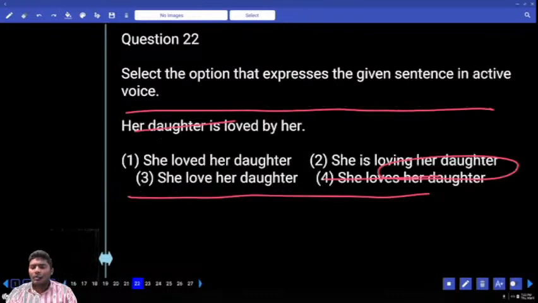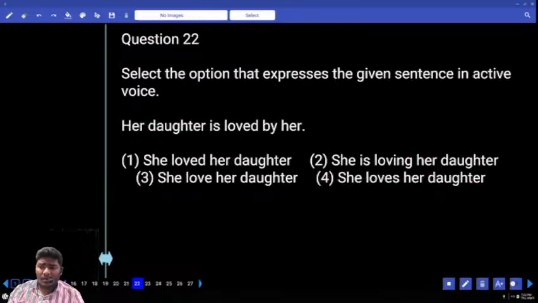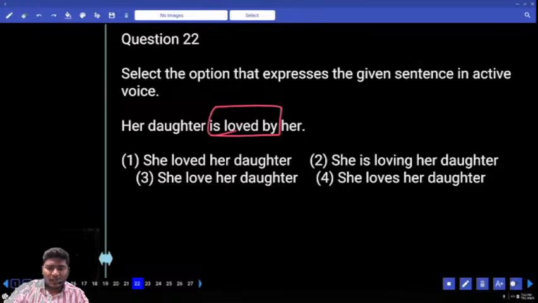Move to 22. Again change the voice. Is it active or passive? Why passive? Is plus V3 plus by. Now where do you get this is V3 by?